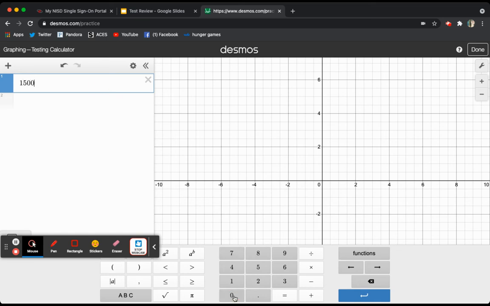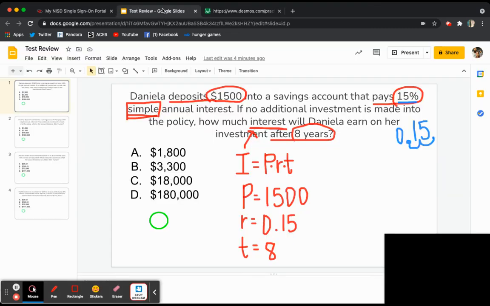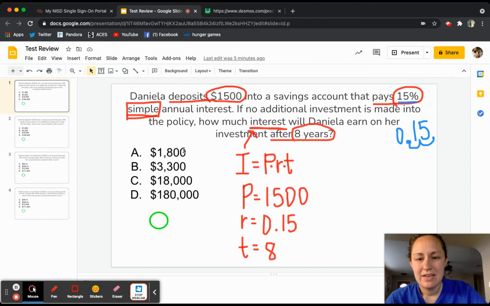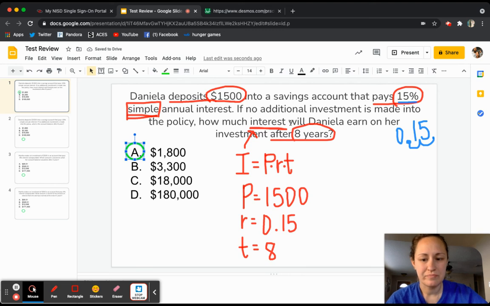There we go. 1,500 times 0.15 times our 8 years, 1,800. So we go back to our slides. We look, there's my answer choice, 1,800. That's how much interest that she earned.